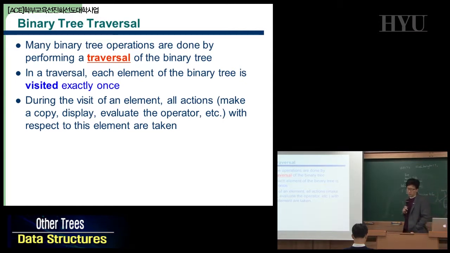In a traversal, each element of a binary tree is visited exactly once. You go there once, and you never come back to this node again. During the visit of an element, all actions, like make a copy, display, or evaluate operators, with respect to this element are taken. Every time at that element, whatever I do should be done there: copy, display, print the value of this node. It should be done when I'm in here. Okay, I explained it as if it were very difficult, but it's a very simple way of doing it.